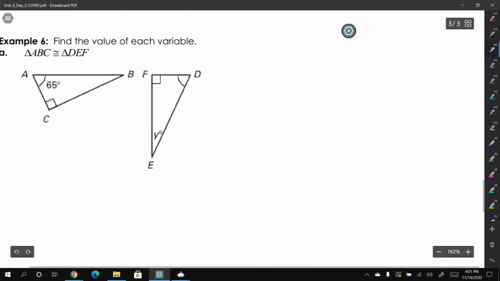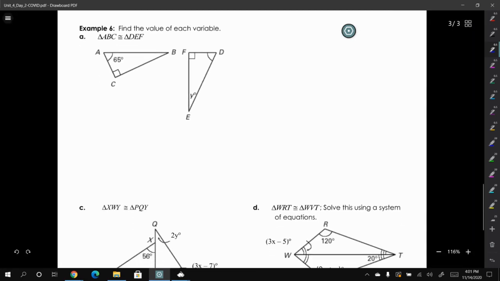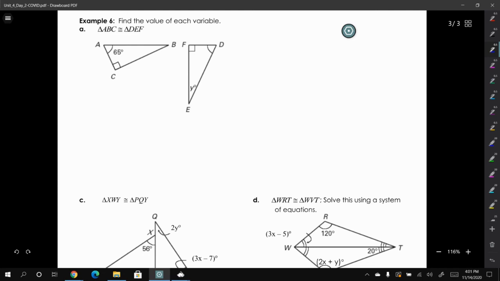So we're going to do more of that on this page. So what I want you to do is to pause the video, try these on your own, and then when you're done, unpause it and see if we get the same answer.